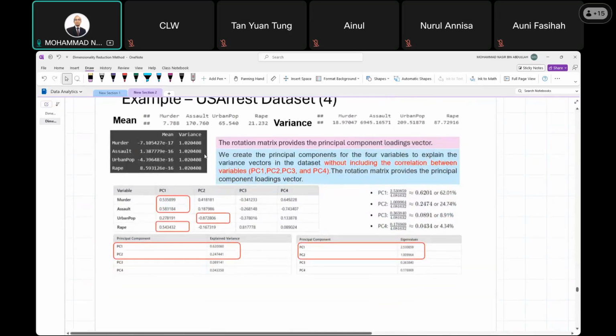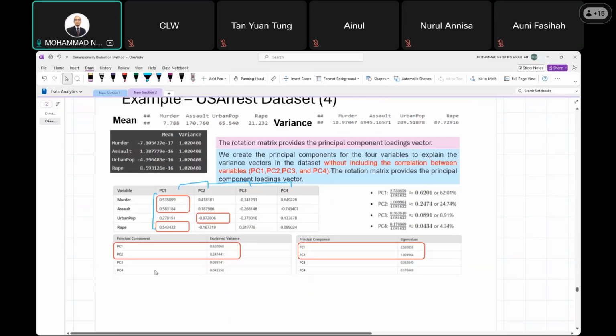So when we perform a principal component analysis for the four variables to explain the variance in the data set, without including the correlation between PC1, PC2, PC3, and PC4, it means that within a PC there will be a correlation, but between the PCs there will be no correlation at all. Right, so now we have four variables, there will be four PCs. So how many PCs to select?